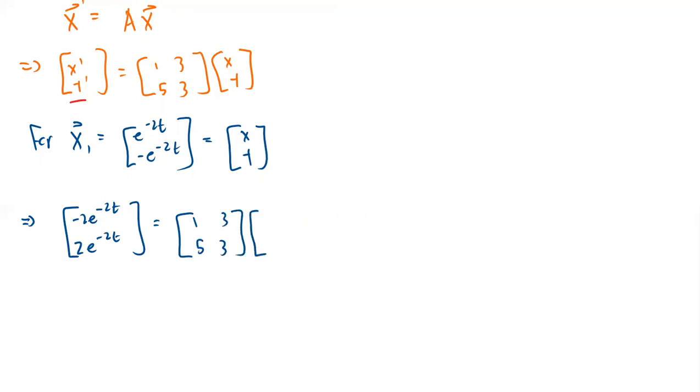It's equal to the matrix 1, 3, 5, 3 times x, y. Again, x is e to the negative 2t and y is negative e to the negative 2t. Now, we simplify the right-hand side by doing matrix multiplication, and whatever we get on the left-hand side has to be equal to whatever we have on the right-hand side. So let's see if it's the case.